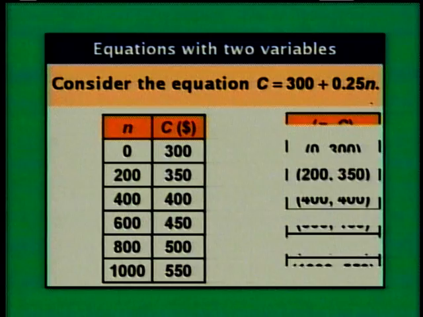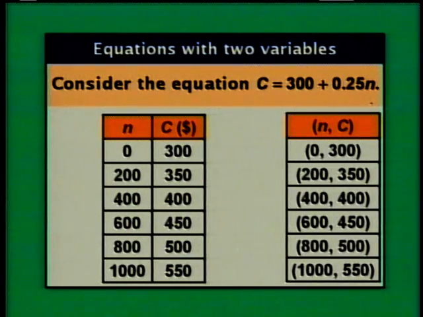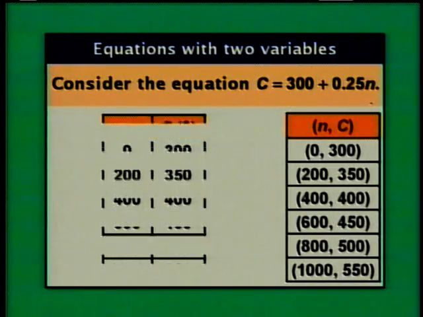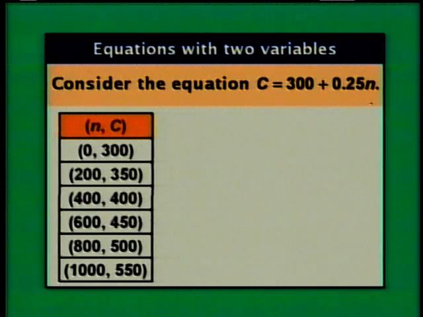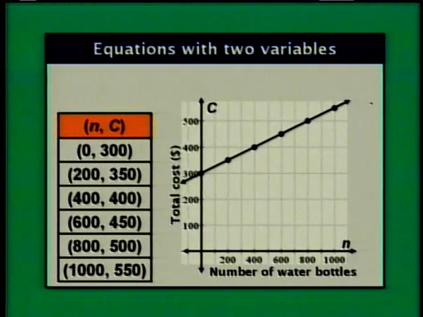So now, let's make a table of the ordered pairs corresponding to our first 2 columns in our table, and let's look at a graph. So now I'm looking at the solution set to the equation C equals 300 plus 0.25n. Now, when I draw the line here, this is just to indicate that all of these solutions, which are in my table, lie on a common line.